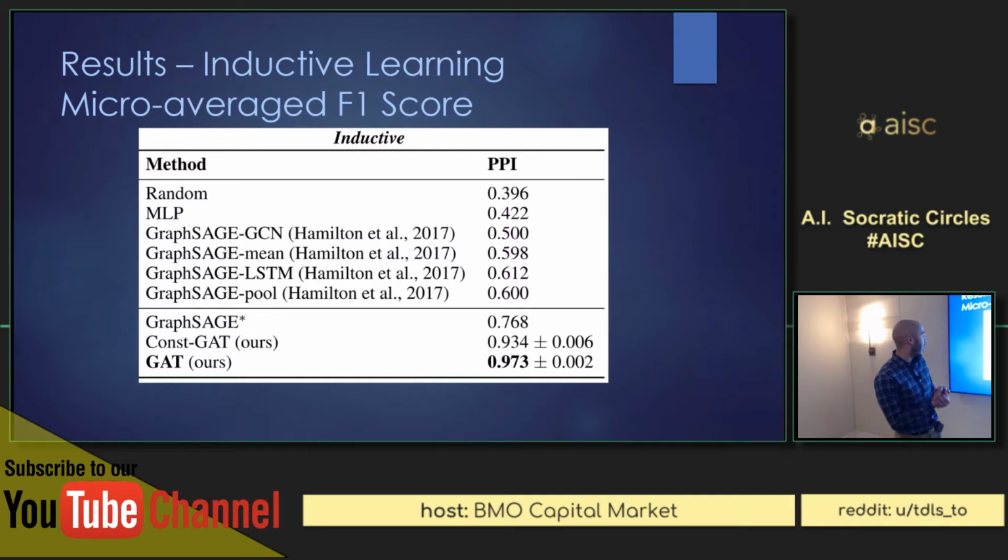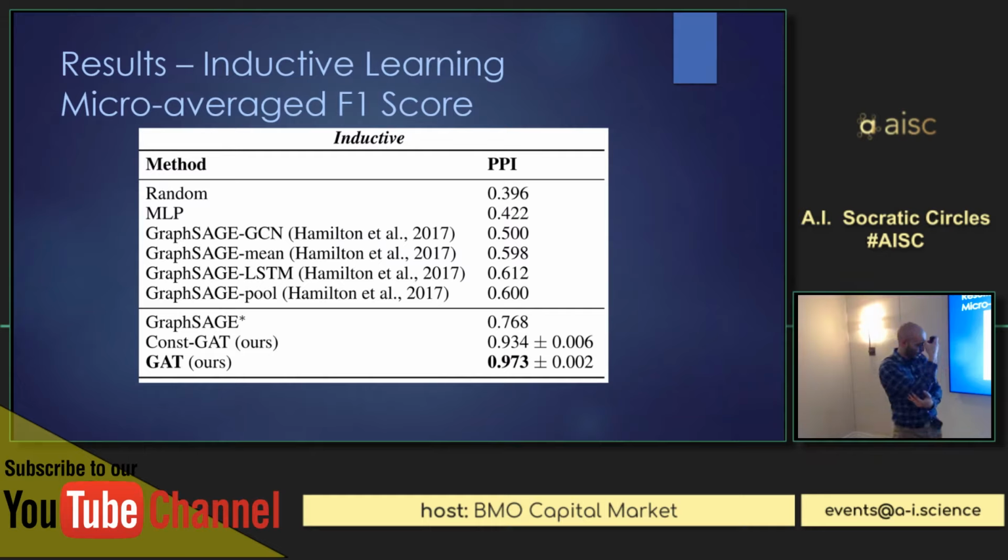Okay, so the best GraphSage had a score of 0.76, and GAT, the authors, had a very impressive score, 97.3%, a 0.973 F1 score. What's the difference between the constant GAT and the GAT?